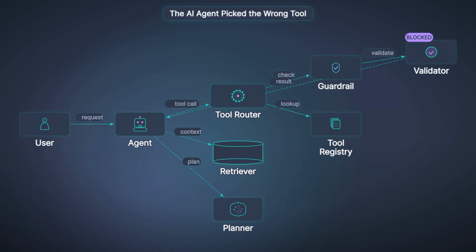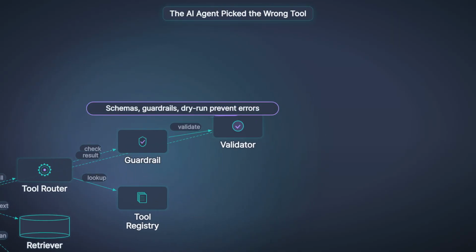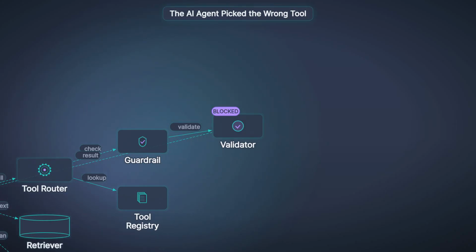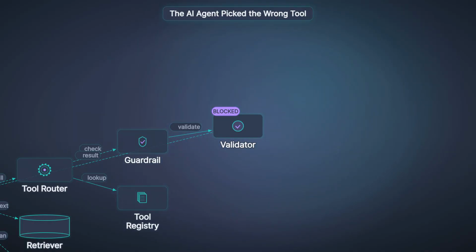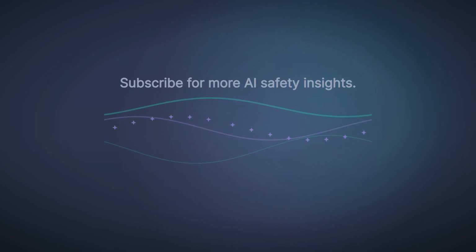This mission demonstrates why tool calling requires verification at every step. Detailed schemas define exactly which functions are available, guardrails constrain what each tool can do, and dry run modes let us simulate calls before committing. Together, they ensure that when an AI agent selects a tool, it consistently picks the right one. Safety isn't an afterthought, it's built in from the very start. Tool calling is powerful only when tool selection is verified.